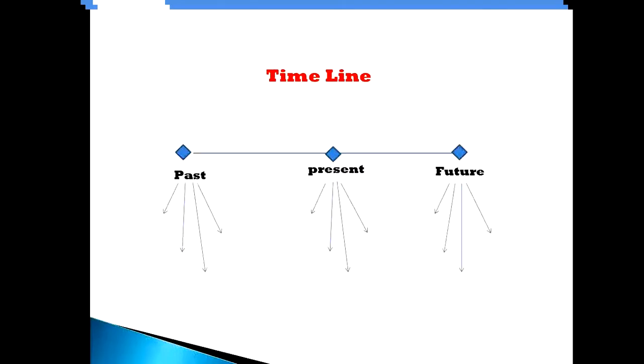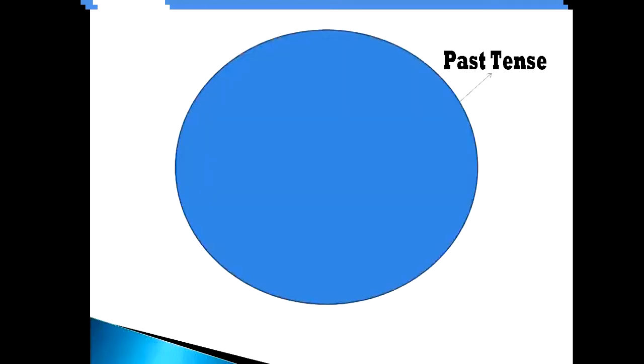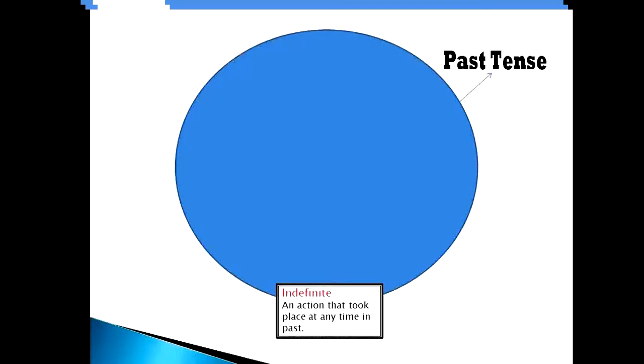Next, there are four aspects of actions in every tense, and they are indefinite, continuous, perfect, and perfect continuous. And you see, all four of them are there in every tense. Let's see how these aspects of actions are used in past tense.